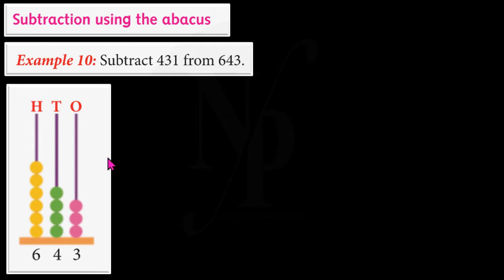So, subtracting 431 from 643 means in this number 431 we have 1 in ones place. That means we have to remove 1 bead from ones place rod.